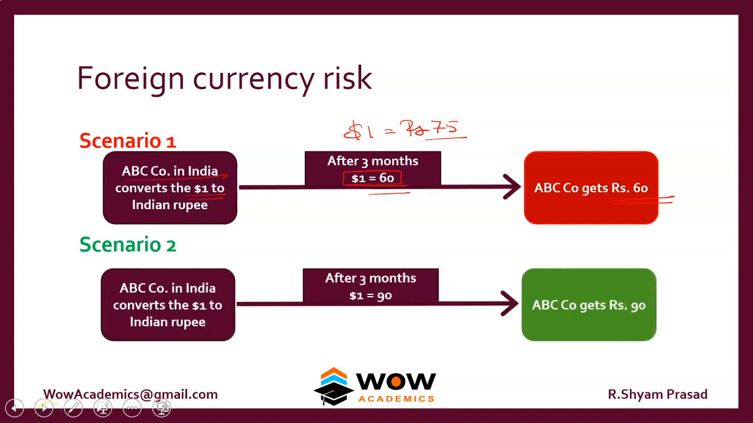But it's not that they will always incur a loss. For example, there can also be a scenario where the US company has made the payment of $1, and when they go to the bank in 3 months' time, the $1 becomes 90 rupees. So they thought they would get 75 rupees, but now they are getting 90 rupees. That is an additional profit of 15 rupees. Which scenario will work out, we'll never know in reality.